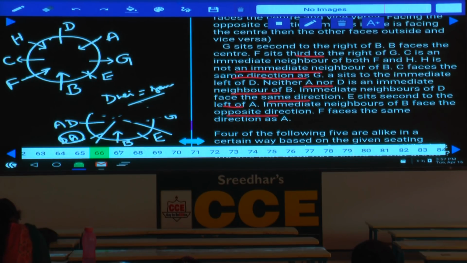And immediate neighbors of B, opposite directions. E and F are opposite. Hence E must be away from the center. Done with this? Now this is how these 8 persons are seated around this circular table.